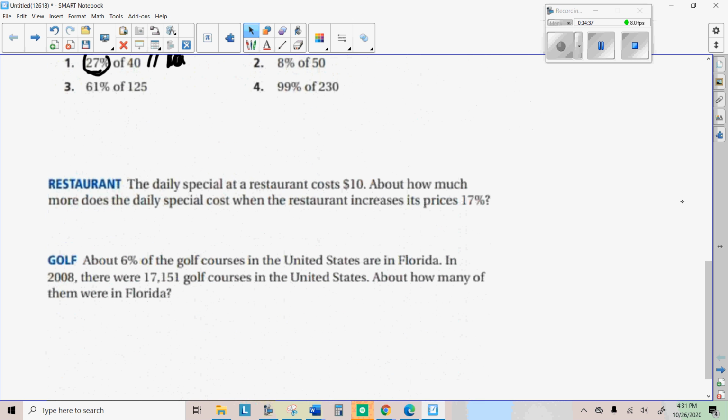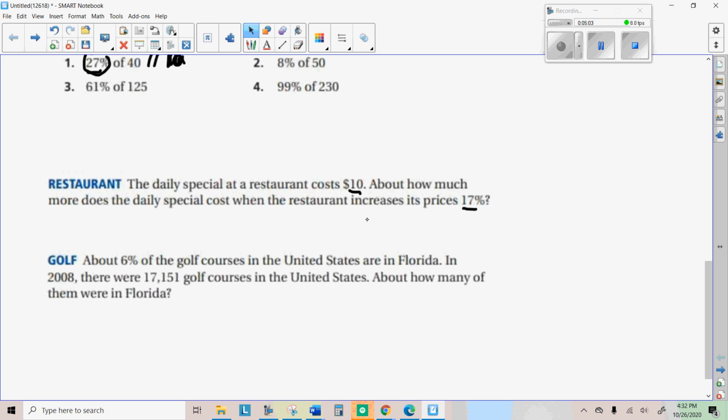All right, so you're going to have some problems to do that relate to real life, where you're just trying to estimate what percent they're talking about. So the daily special at a restaurant costs $10. About how much more does a daily special cost when the restaurant increases its prices by 17%? All right, you can just figure that out in your head.